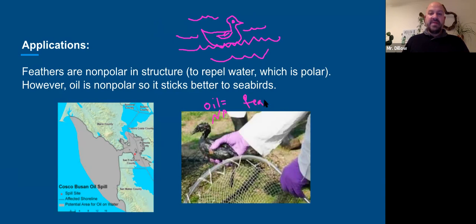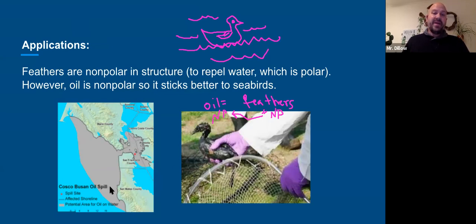So that means that their feathers are specially designed to keep water off of them. They're hydrophobic. So feathers are also non-polar. That's really good for birds, but until there's an oil spill. So what's going to happen in an oil spill? Well, oil is also non-polar. So water may not stick to a bird's feathers, but oil is going to stick to their feathers really well.